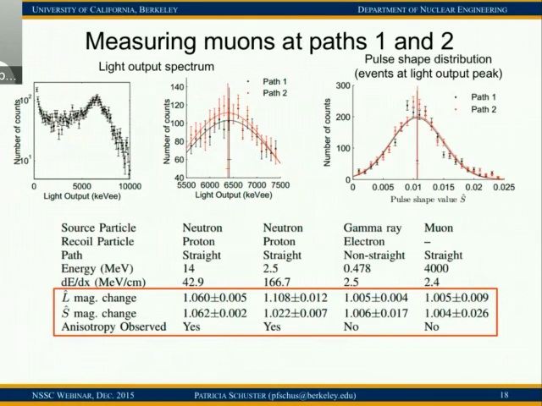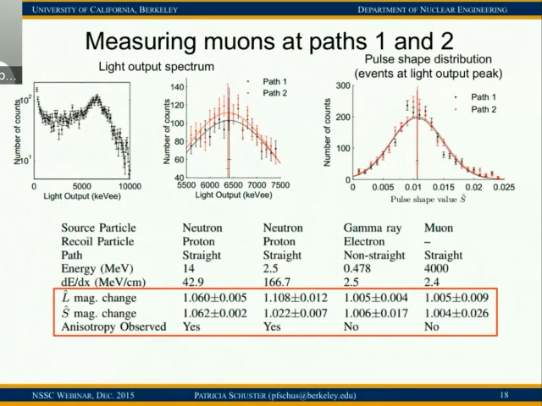So this is showing the results for neutrons at two different energies, the gamma ray measurements, and the muons at paths 1 and 2. If you look at the L magnitude of change and S magnitude of change, there is a statistically significant difference in the neutron events, but not in the gamma ray or muon events. And so I conclude that I don't observe an anisotropy in cosmic muon events.